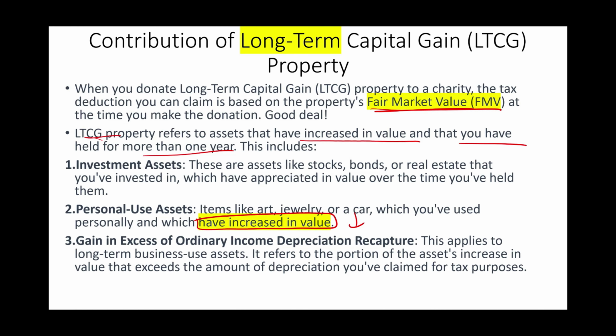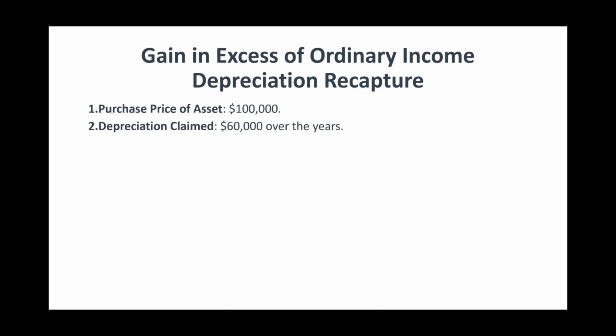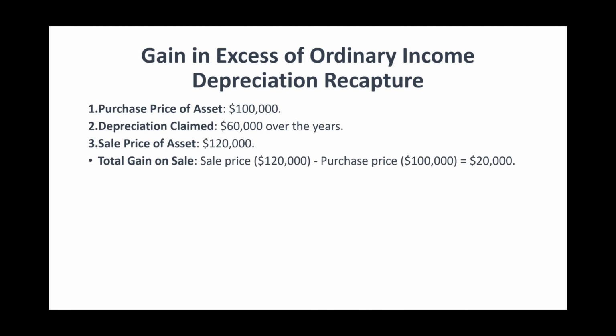Or gain in excess of ordinary income depreciation recapture. Well, this applies to long-term business assets used. What does that mean? It refers to the portion of the asset increase in value that exceeds the amount of depreciation you have claimed for tax purposes. Let's illustrate gain in excess of ordinary income depreciation recapture. Let's assume you purchase an asset for $100,000. You took depreciation of $60,000 over the years. The fair market value is $120,000. It means you can sell it for $120,000. So what's the total gain? The total gain, if you look at the selling price minus the purchase price, equals $20,000. Now, what's going to happen is this.